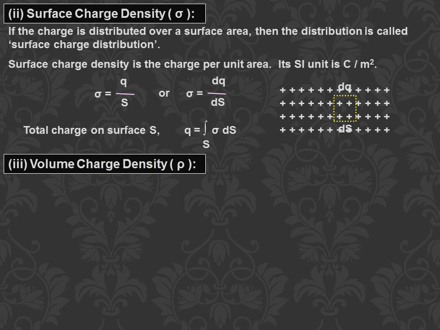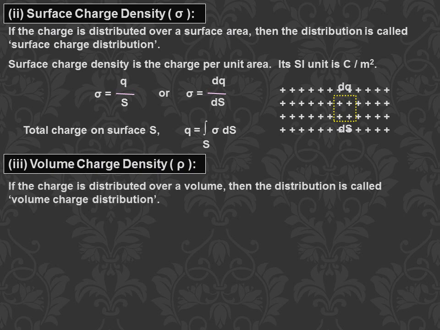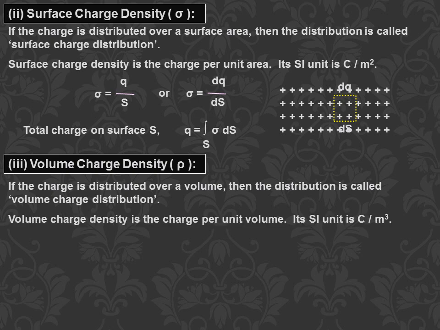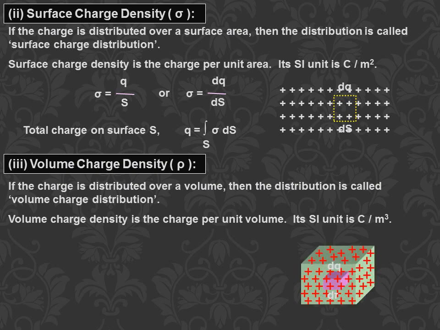Volume charge density rho. If the charge is distributed over a volume, then the distribution is called volume charge distribution. Volume charge density is the charge per unit volume. Its SI unit is coulomb per meter cube. In this type of symmetry, we have taken a cuboid. You can also take a cube, sphere, etc. Therefore, we will have rho which is equal to dq by dv.